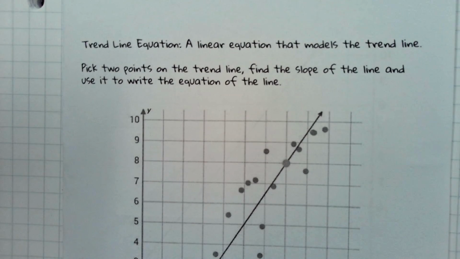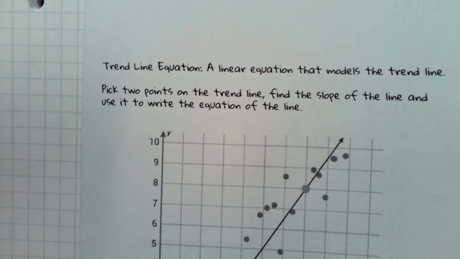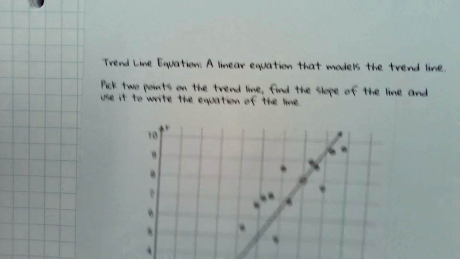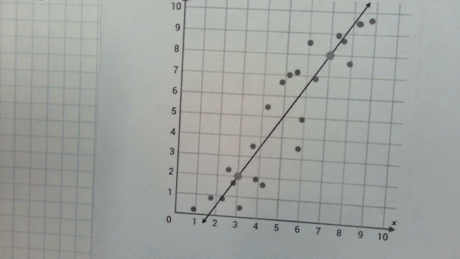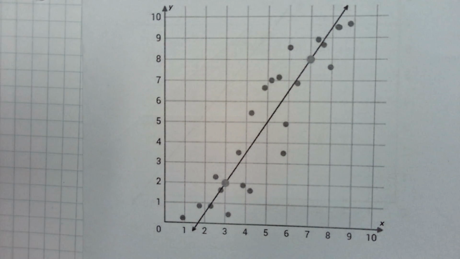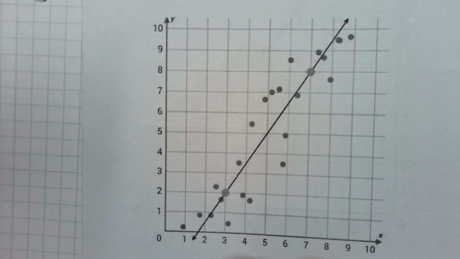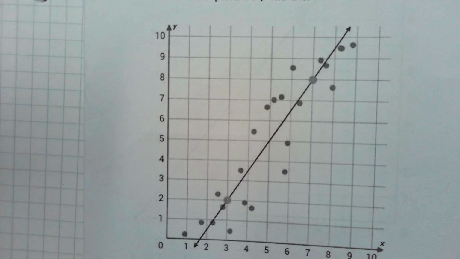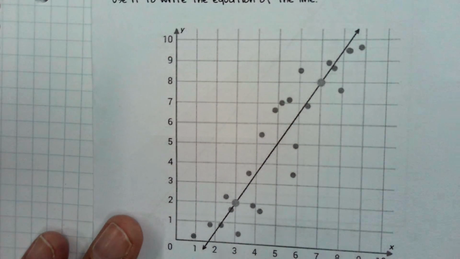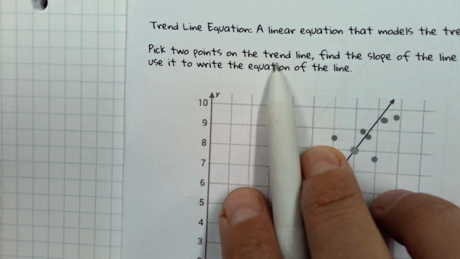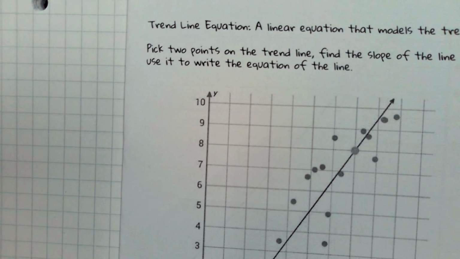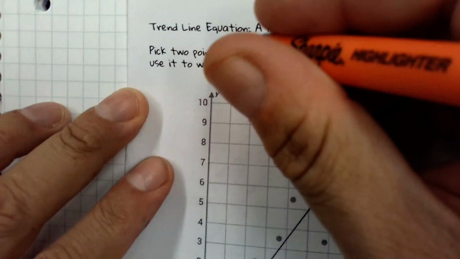We're going to come up with a trend line equation. A trend line equation is basically a linear equation that models the trend line. So say we have a scatter plot. We've made a trend line. There it is. And we want the equation of this line. So here's what we do. It says pick 2 points on the trend line. This is important, guys. The 2 points have to be on the line. You pick 2 points on the line.